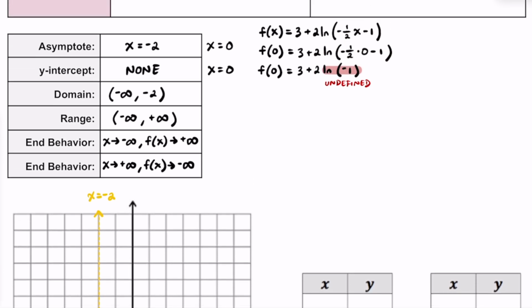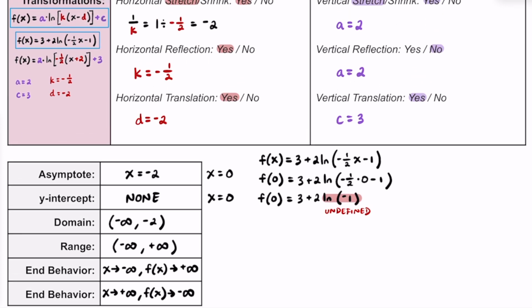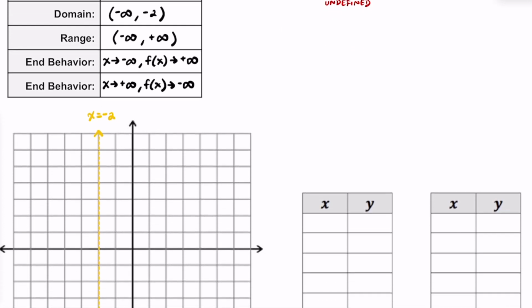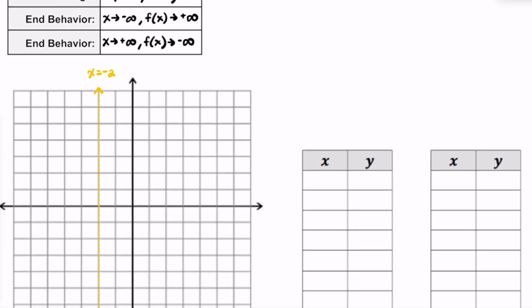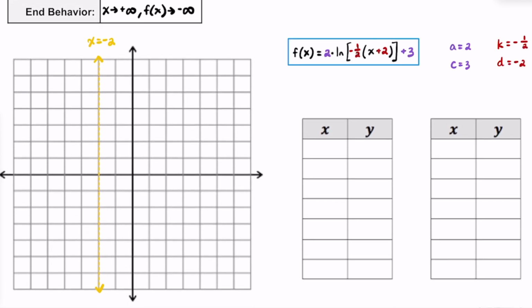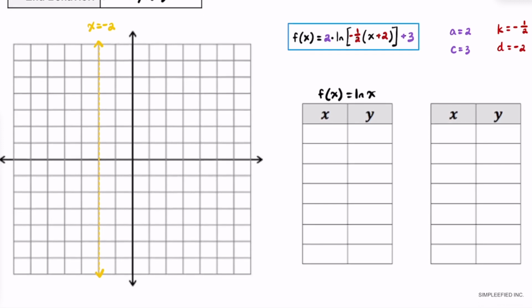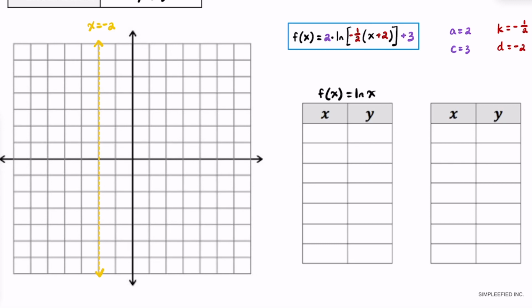Let's go ahead and grab our function that we had earlier, and let's start by making a table together so we can understand what's going on a little bit better. Alright, so here's our function and each of those values of a, c, k, and d, and they're going to let us know all of our transformations. And so we're going to go ahead and take a look at the parent function table first, and then apply some of our transformations onto it to get our new table to make our graph.